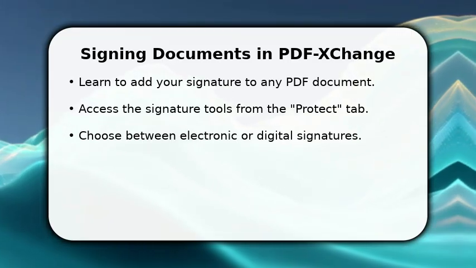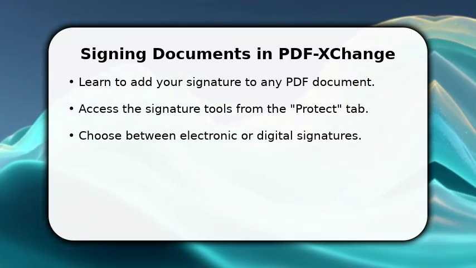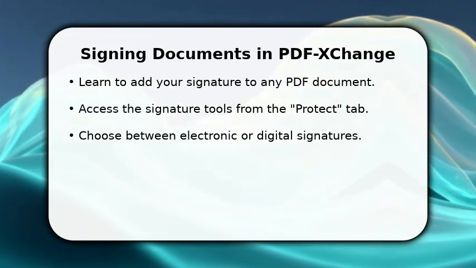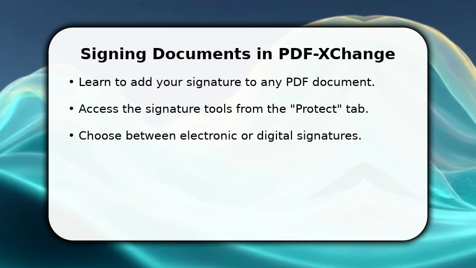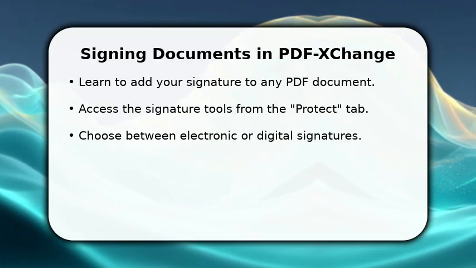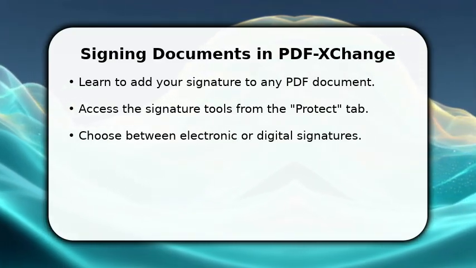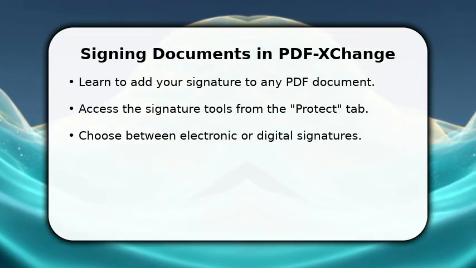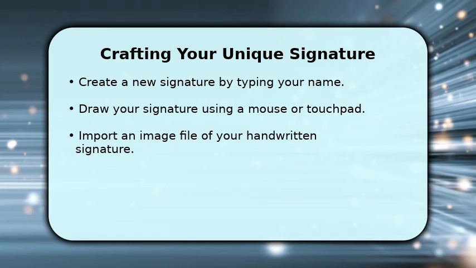First, open your PDF document in the editor. Then, navigate to the Protect tab in the main menu. Here, you will find the tools necessary to add your signature. You can choose to create a simple electronic signature or a more secure digital signature, depending on your needs for the document. Now let's create your signature.